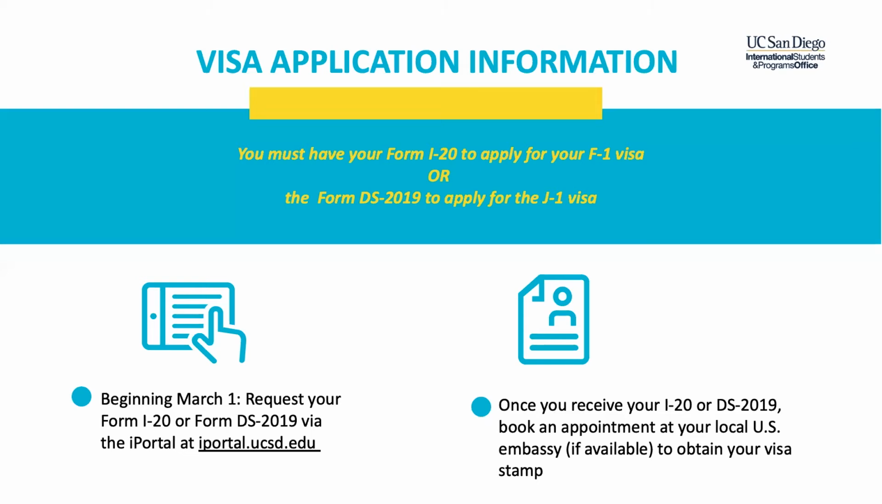Once you receive your I-20 or DS 2019, you can book your visa appointment at your local U.S. Embassy, if available, to obtain your visa stamp in your passport for entry into the U.S. If you are unable to secure your visa in time for entry to the U.S. this summer or this fall, you may need to consider beginning your program remotely until you obtain your visa. I do just want to make a quick note here that we are providing information to our students as we learn more about Fall 21's plans for UC San Diego in terms of online study and online courses, and we will be communicating that information to you as soon as we learn more.